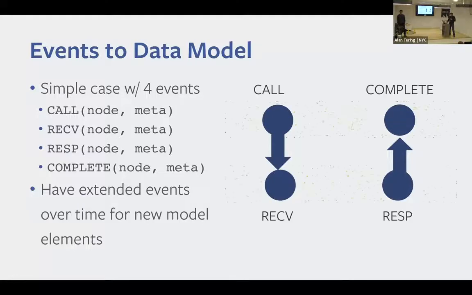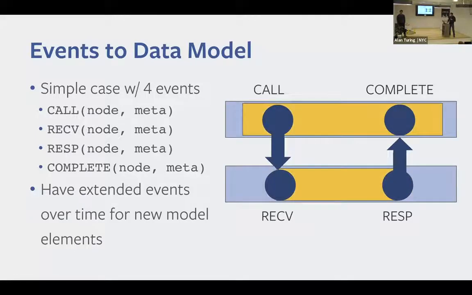Okay. So this is just an example of how some of the existing events map to the objects in the data model. This is actually from an older version of the protocol. We've modified it over time to be a little more flexible.